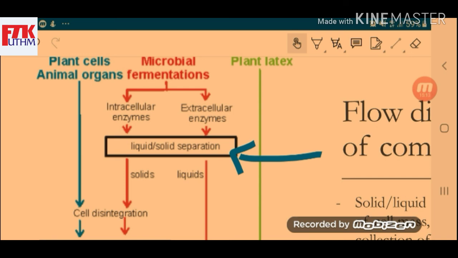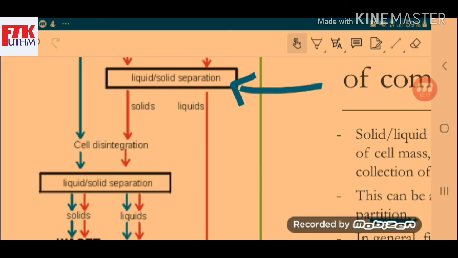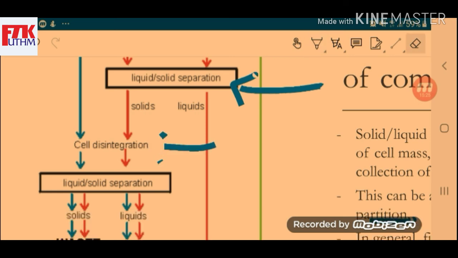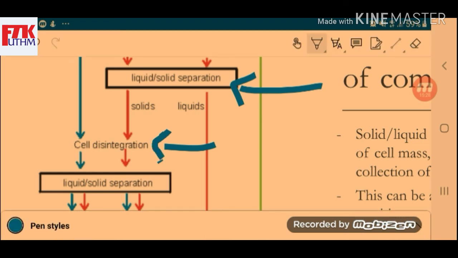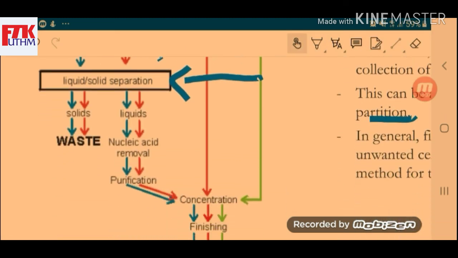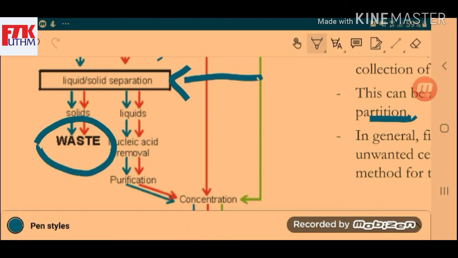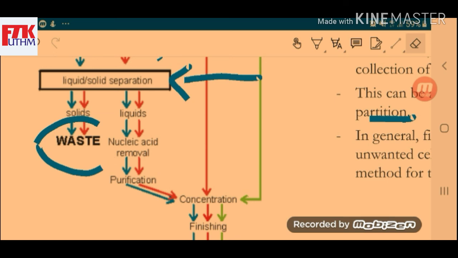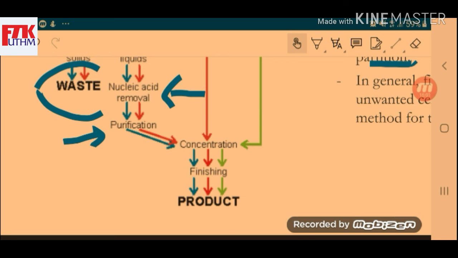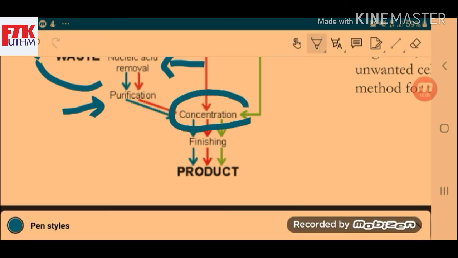separated the biomass from the liquid, then you will also perform cell lysis, cell breakage, or cell disintegration here, where the cell is lysed, and then you will need to perform another liquid-solid separation technique. And then if the enzyme is in the liquid, you will remove the solid, put it in the bin, and then you will perform removal of nucleic acid and a purification stage, and you will have a concentration step as well as the polishing before you get your final product.